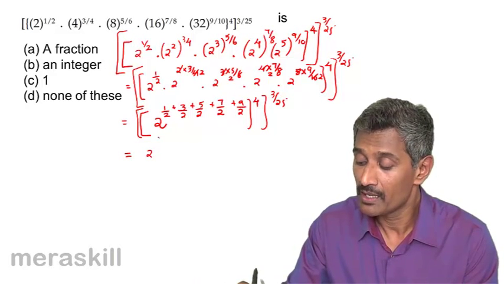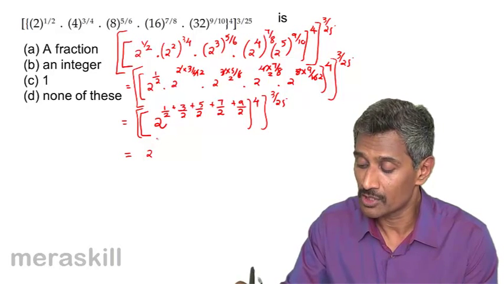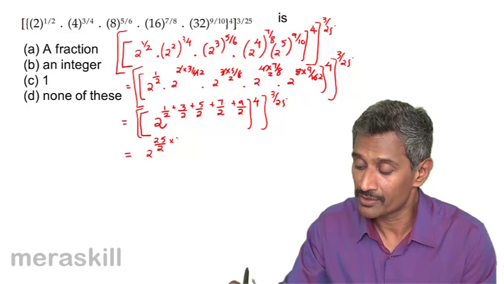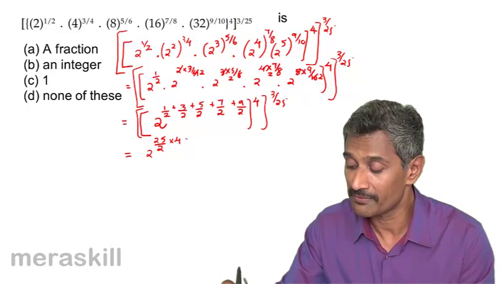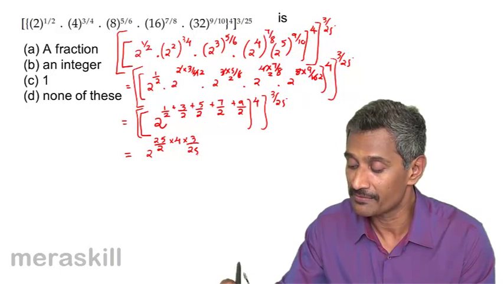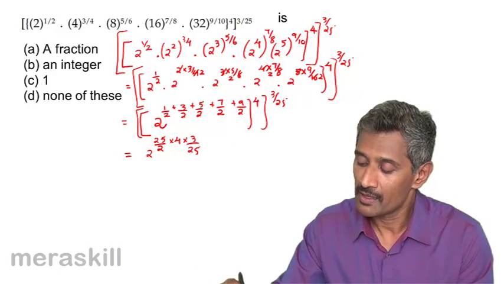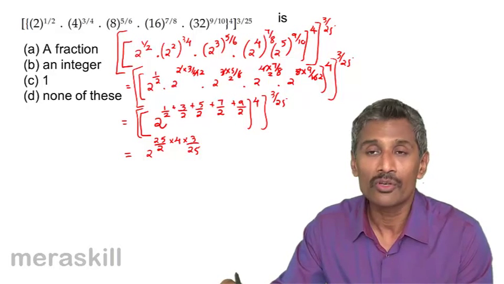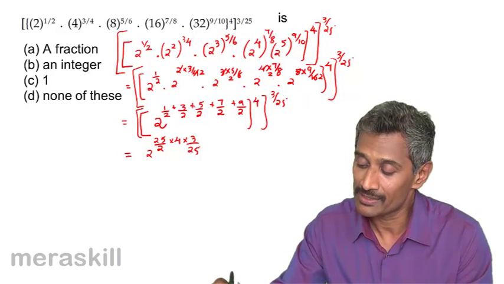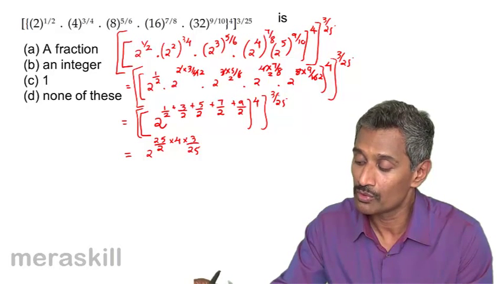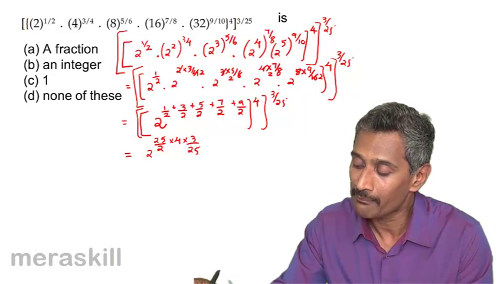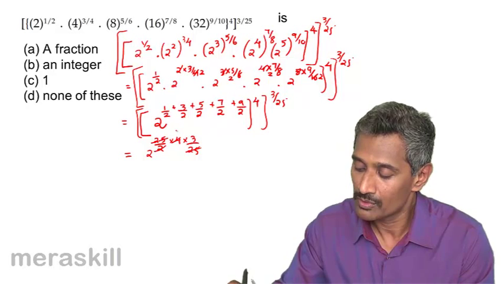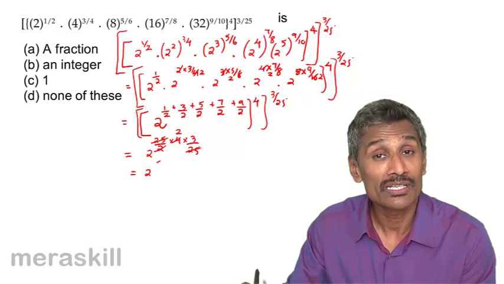This will turn out to be 2 raised to, if you add up all these, 25 by 2. The whole raised to 4, so into 4, the whole raised to 3 by 25, so into 3 by 25. So in other words, it's power of power of power. So you can multiply, so it's a raised to L into raised to m, the whole raised to n. So it's a raised to L m n. So you're multiplying all these. So hence we have 2 raised to 6.